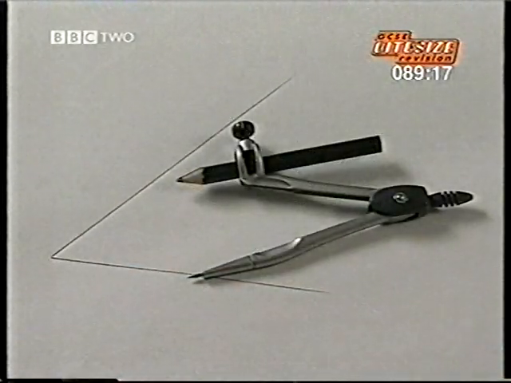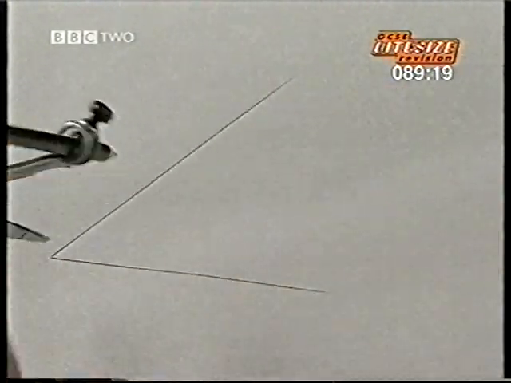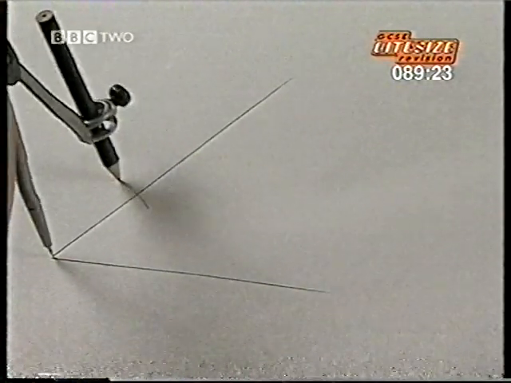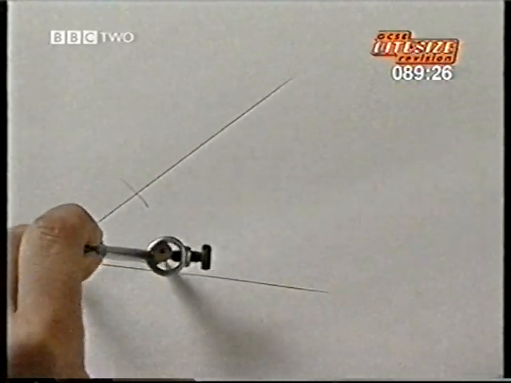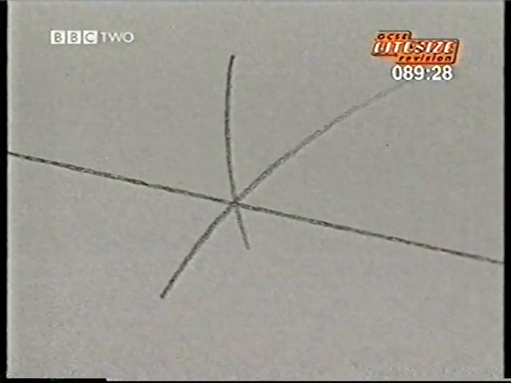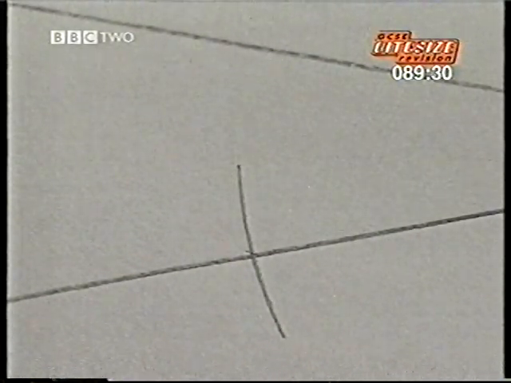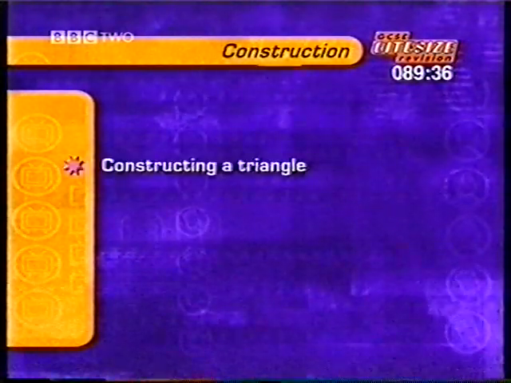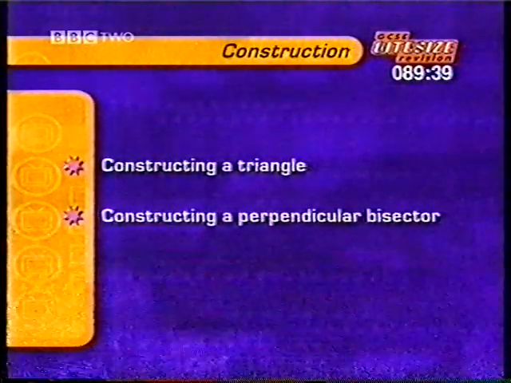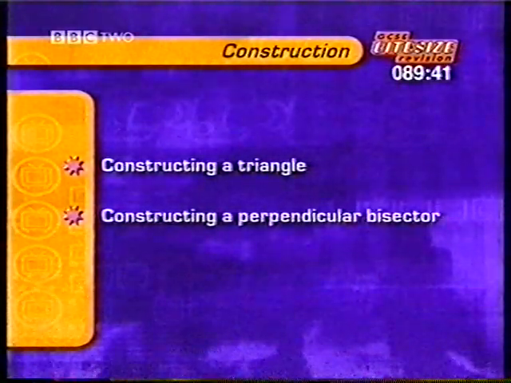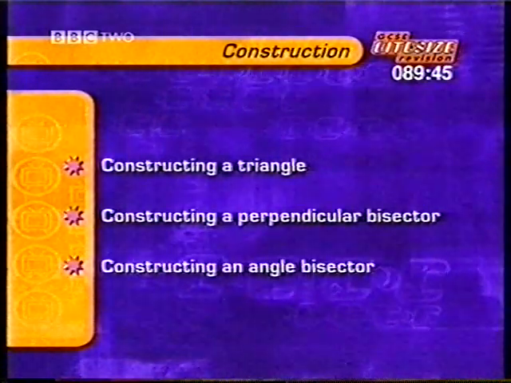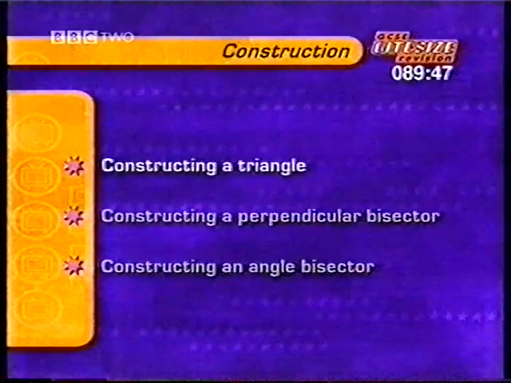When we draw in this way with a pair of compasses and a ruler, it's called construction. If you're asked to construct something in the exam, you must show that you have used the compasses properly. The telltale signs to the examiner are little construction arcs on your page. In this section we're going to create 3 constructions: a triangle, a perpendicular bisector which divides a line exactly in 2 with a line at right angles to it, and an angle bisector which divides an angle exactly in 2.